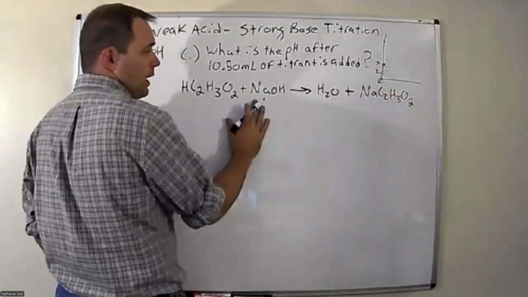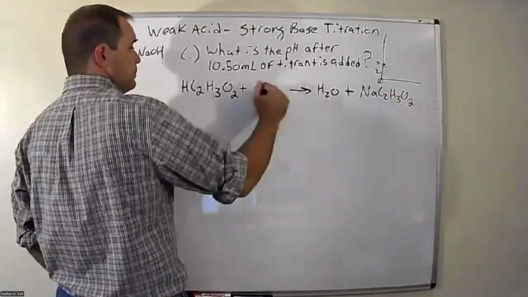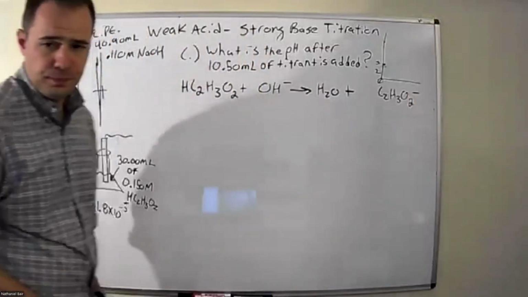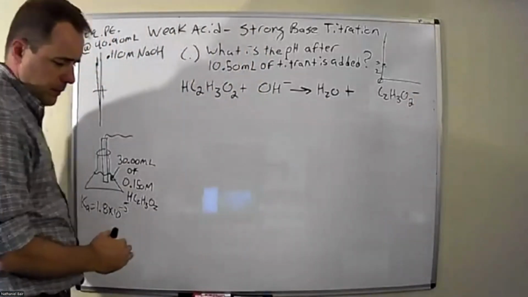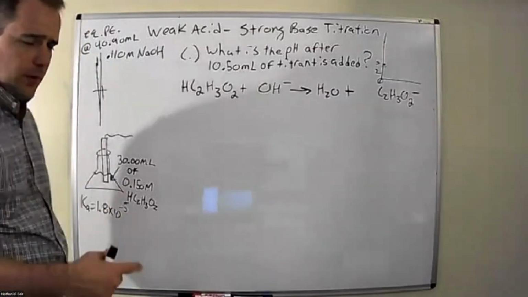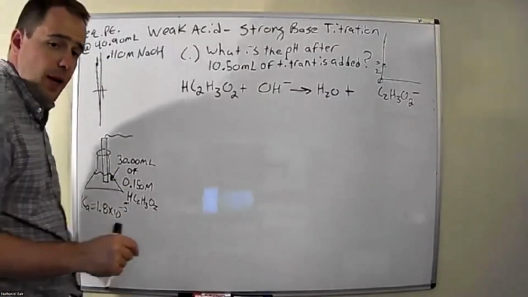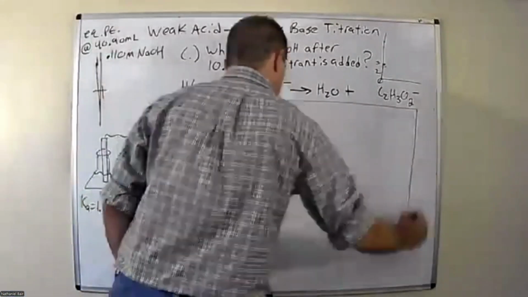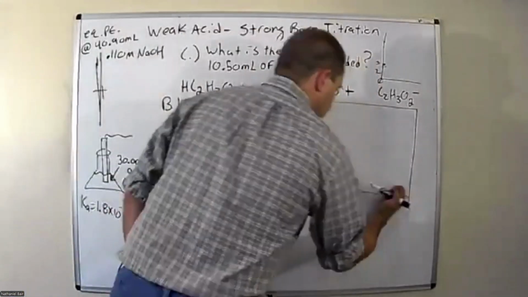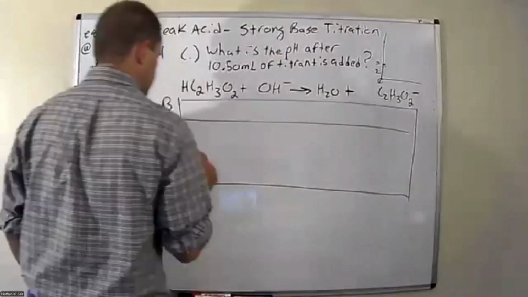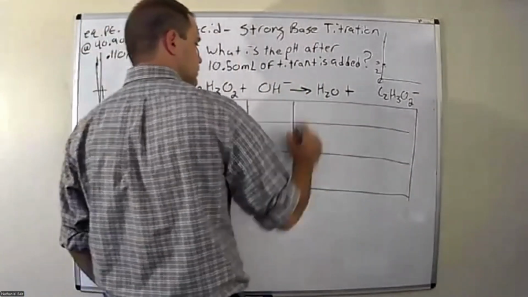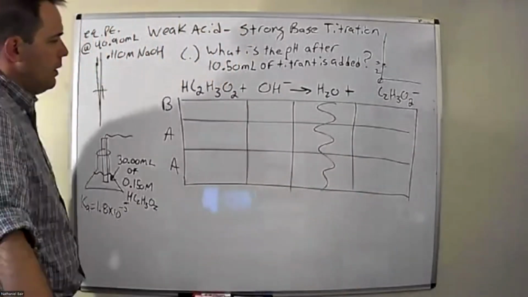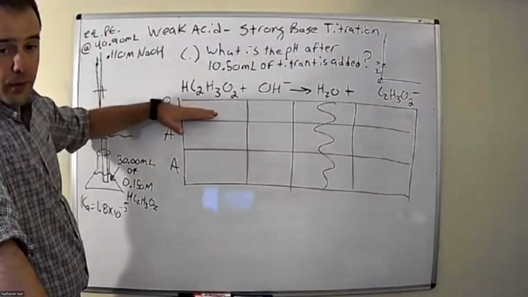Now that sodium is a spectator ion. So if you want to get rid of the sodium, you totally can. In fact, I usually do. Now we've added something. So when you add something, whether it be a buffer or during a titration, that's BAA table time. So we need to make a BAA table. Water is pure liquid. You don't have to worry about it. So we need to fill out the before.